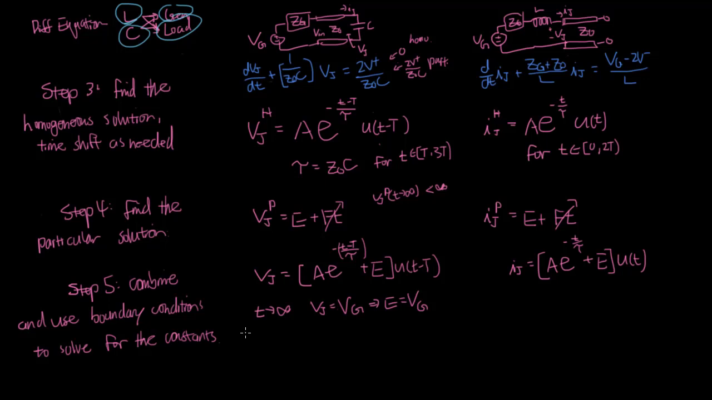The other boundary condition we have is that at t is equal to, in this case, capital T, because that's when stuff starts happening. So when t is equal to capital T, V_j is going to be equal to 0, because this is behaving like a short. If we plug that in, you will find that when t is equal to big T, this exponential is equal to 1. So A plus E has to equal 0, which means that A is going to be equal to minus Vg.